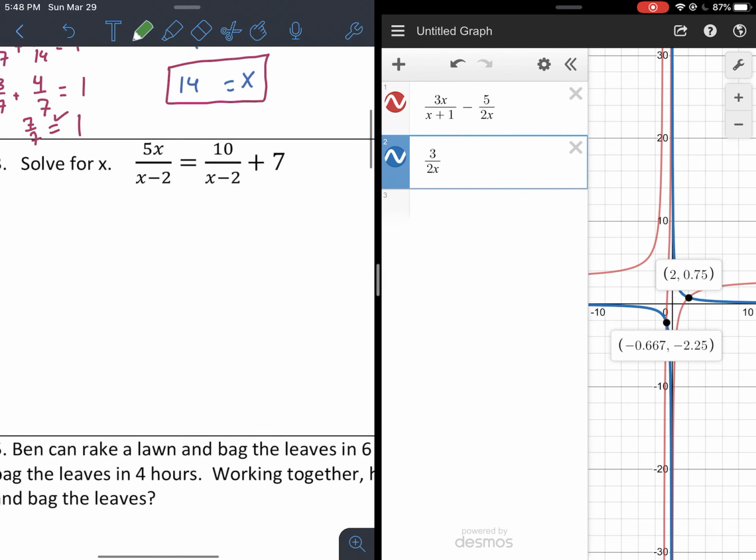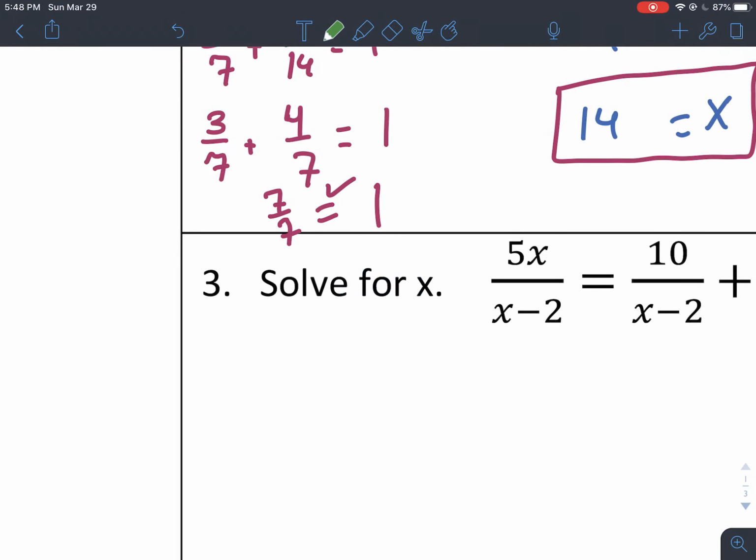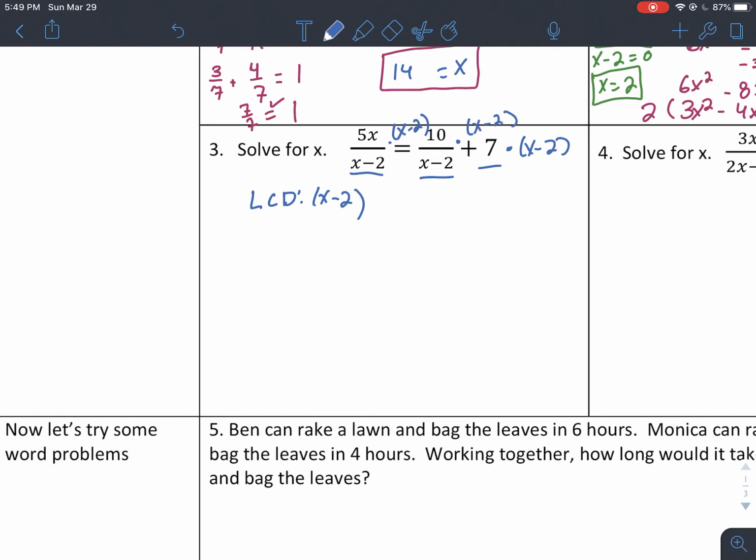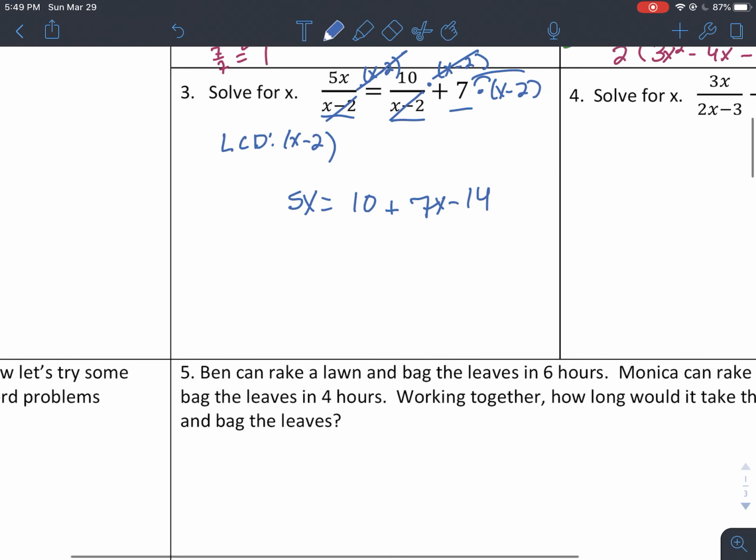So let's keep going. Number 3, least common denominator here for number 3. It looks like just x minus 2 is the only thing in the denominator. So then we take all of these and we multiply them by x minus 2, multiplied by x minus 2, multiplied by x minus 2. Remember, it's always multiplied by least common denominator. Cross, cross, and then this is distributive. So that's 5x is equal to 10 plus 7x minus 14.